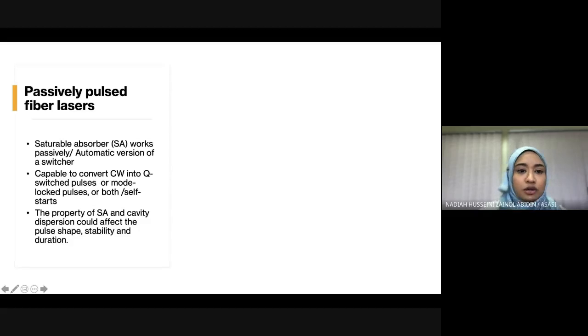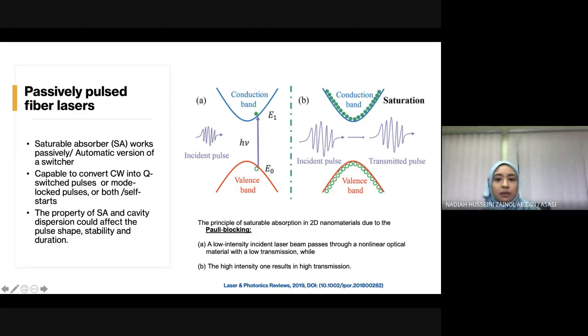So that is why it's called a passively pulsed fiber laser. Okay, so for this talk, I told you I'm going to specifically talk about nanomaterials as SA. So SA based on 2D nanomaterials work based on the principle of saturable absorption. Okay, so it works automatically. How does it work automatically? It works based on the principle of saturable absorption.